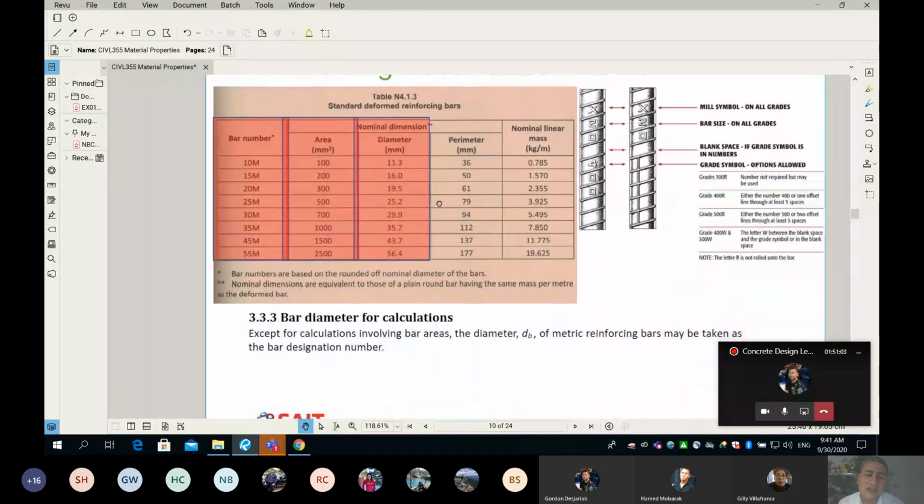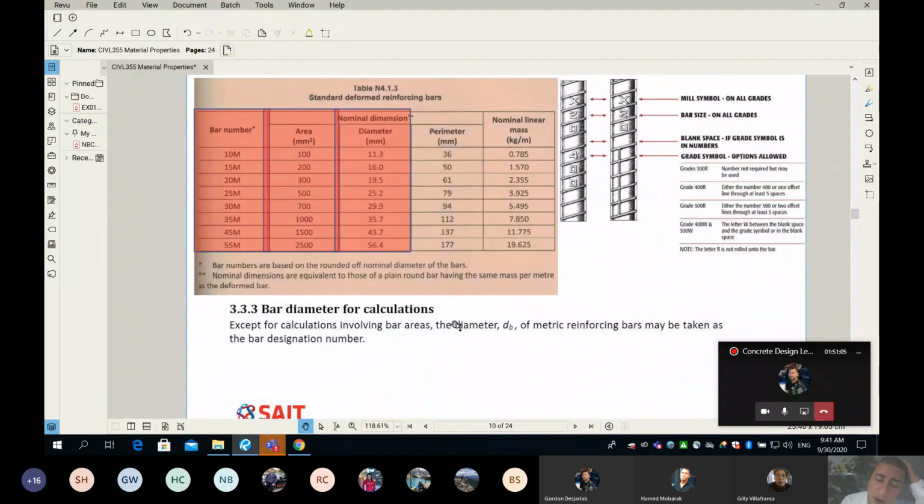Now, you will see later on in my course, we will always use the diameter. For some reason, you will see next class, we will use the diameter for some calculations. So my question is, let's say I have 10M. Should I use 10 millimeter or 11.3 millimeter in my calculations? 11.3.